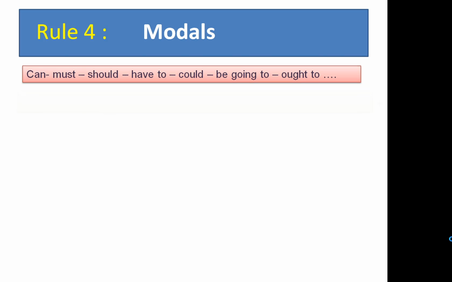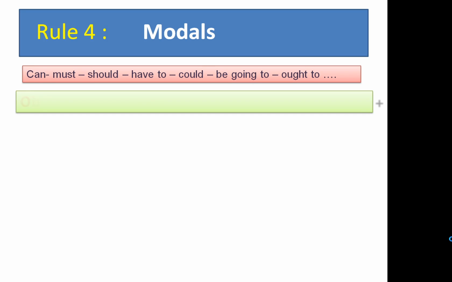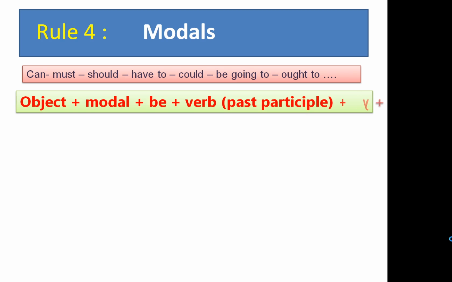Our next rule, rule number 4. Rule number 4 is going to be about modals. And what are modals? Modals like can, must, should, have to, could, be going to, etc. The rule is going to be like this: object plus modal plus be plus verb in past participle plus by plus the subject. So here we have modal instead of to have or to be, and here we have be and not between brackets. Let's look at example number 1.